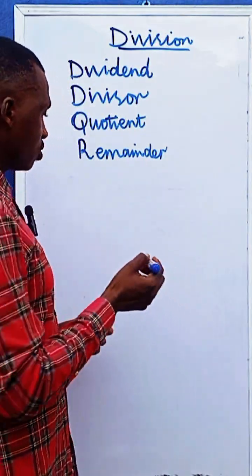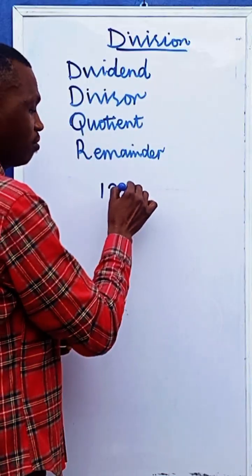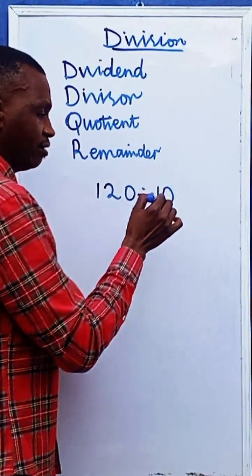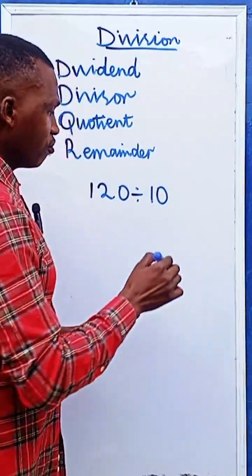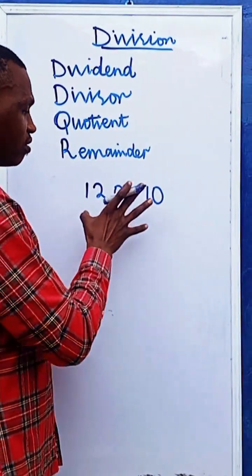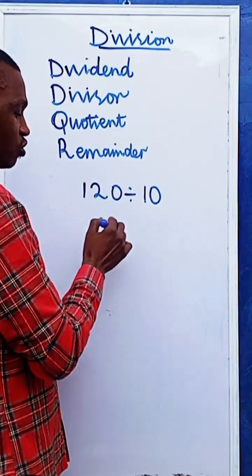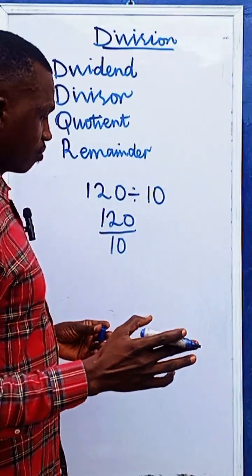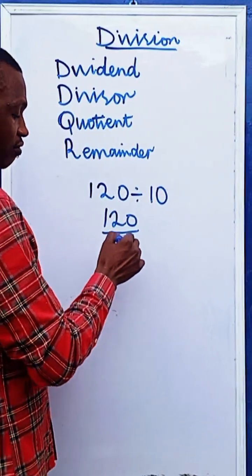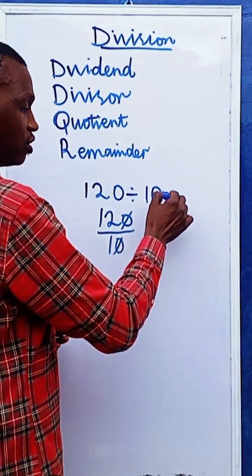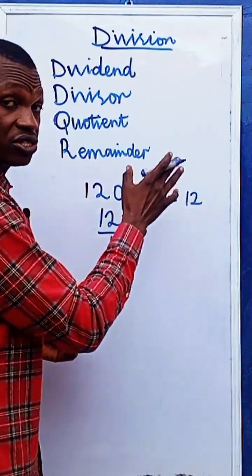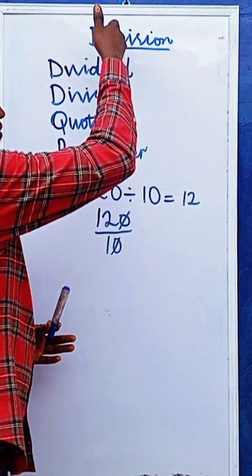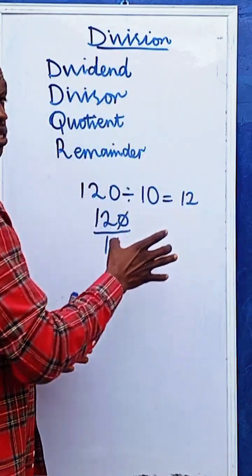Now if we have this question, we have 120 divided by 10. 120 divided by 10 is the same thing as 120 over 10. If you look at it this way, we see this 0 cancels these zeros. Our answer here is 12 over 1, which is the same thing as 12. So I'm going to express these three concepts using this question.